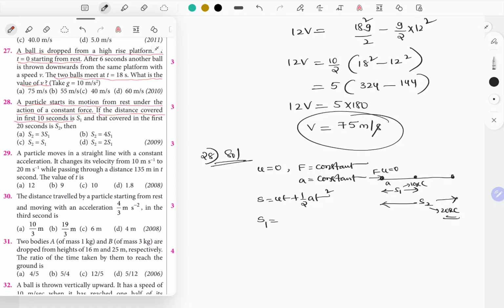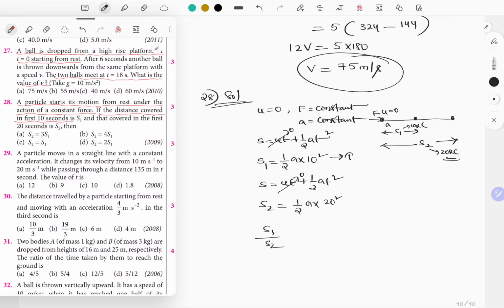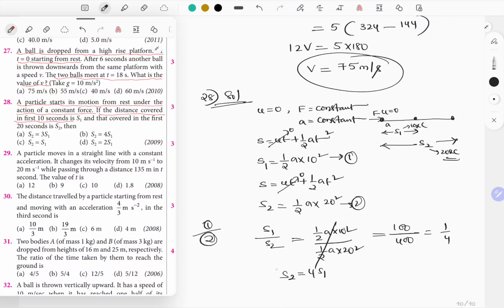So this is in 10 seconds and this is in 20 seconds from the start. Okay, so S is equal to, let's say S1, initial velocity is 0. You are going to get 1 by 2 into A into 10 square, as the time is 10 seconds. So S2 is equal to, same formula, S is equal to ut plus half at square. Initial velocity 0, then S2 is equal to 1 by 2 into A into t square. It is going to be 20 square. Let us take S1 by S2, equation 1 divided by equation 2, which is equal to 1 by 2 A into 10 square divided by 1 by 2 A into 20 square. 1 by 2 A will get cancelled. 100 by 400 is equal to 1 by 4. Then S2 is equal to 4 times S1 is the answer.